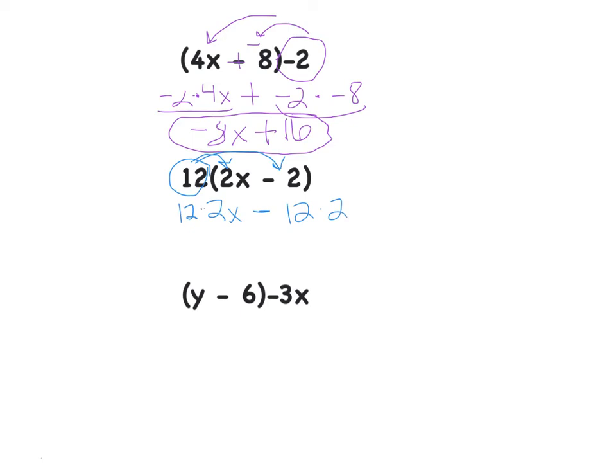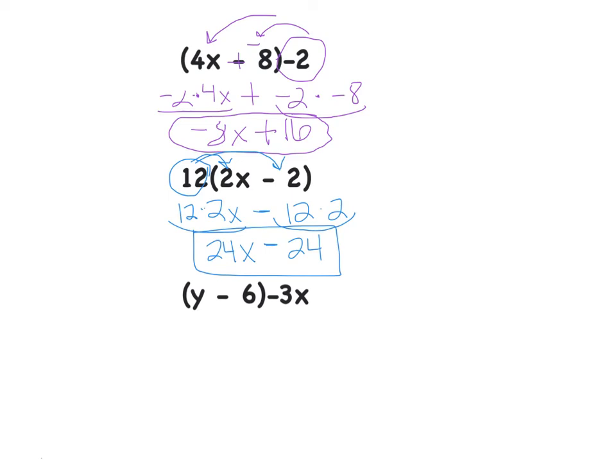All right, multiply what we know. We know 12 times 2 is 24, and then the x is just going to tag along for the ride. Minus sign. Over here we have 12 times 2 again, 24. So the final answer is 24x minus 24. Those are not like terms. I can't do anything else with it.